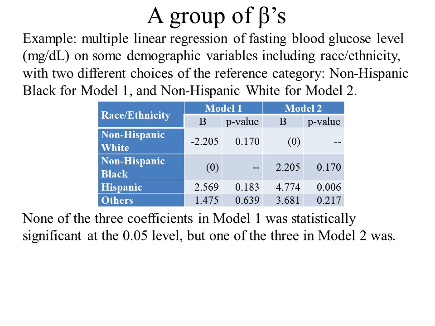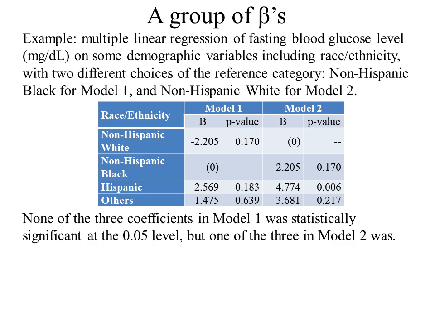Let's look at this example of multiple linear regression of fasting blood glucose level on some demographic variables including race ethnicity. 2 slightly different regression models were set up. Let's call them Model 1 and Model 2. The difference is, in Model 1, non-Hispanic Black was chosen as the reference category of race ethnicity, but in Model 2, non-Hispanic White was chosen. This table shows regression coefficients and p-values for race ethnicity categories from the 2 analyses.